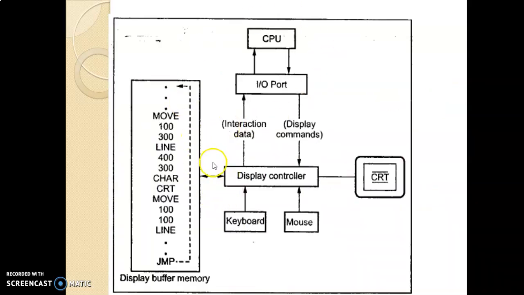This is the architecture of a vector display. In the display buffer memory, you can see different commands: move, 100, 300, line. The display controller reads one command at a time and then draws the lines on the screen.